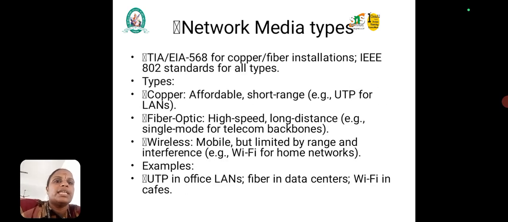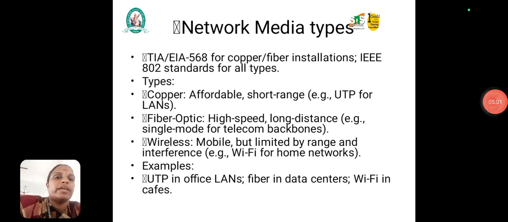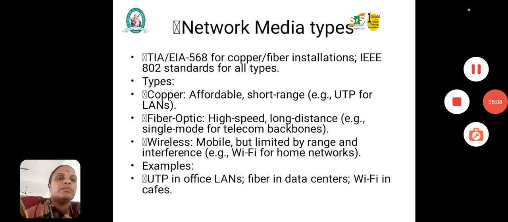Network media types: copper, fiber optic, wireless, such as UTP in offices, fiber in data centers, Wi-Fi in cafes. Fiber optic is used for high speed and long distances, single mode for telecom backbones. Wireless is limited by range and interference, for example Wi-Fi for home networks.